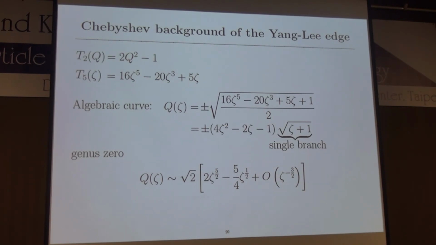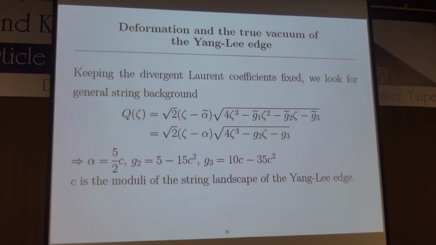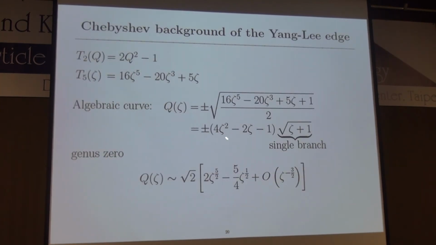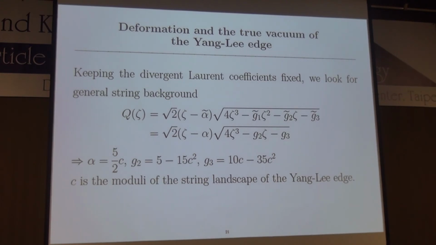And if you match this with the idea of landscape I just mentioned, you can deform the backgrounds. So here I deform the original root expressions for the spectral curve in the following form by introducing new parameters. Here there are alpha tilde, G1 tilde, G2 tilde, G3 tilde. After shifting, there are 3 unknown parameters, alpha, G2, and G3. And if you insist the boundary condition is fixed, you can show that the 3 unknowns are connected by a single parameter, which I call C. So C will be the landscape coordinate in this context.